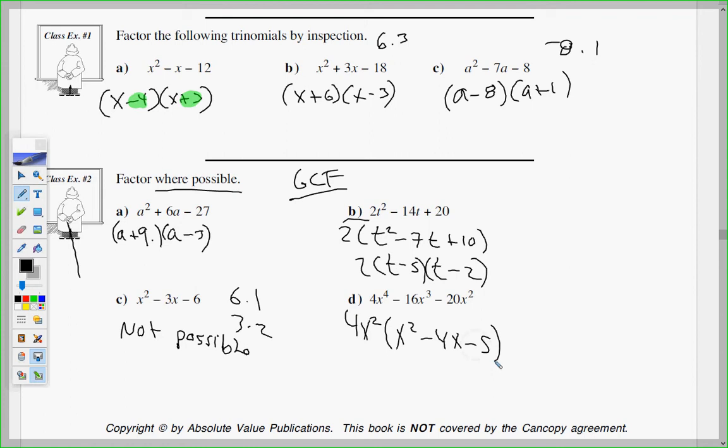Can we factor that? Yeah, this factors to what? x squared... x minus 5. Good. And there you are. Factored. Done.